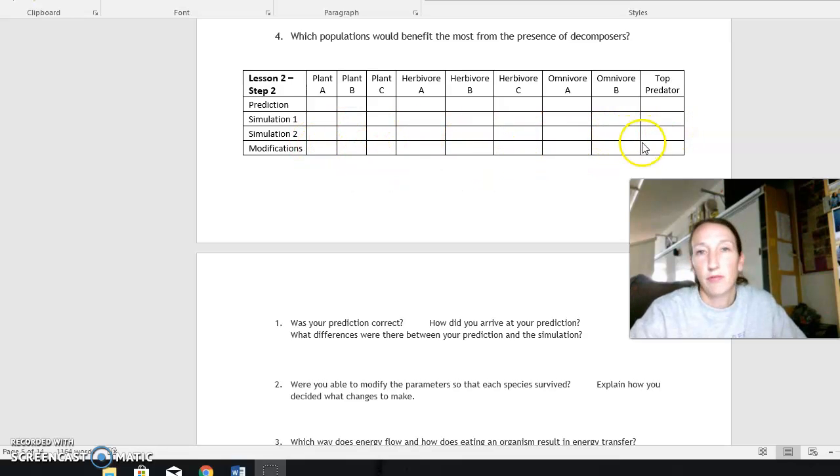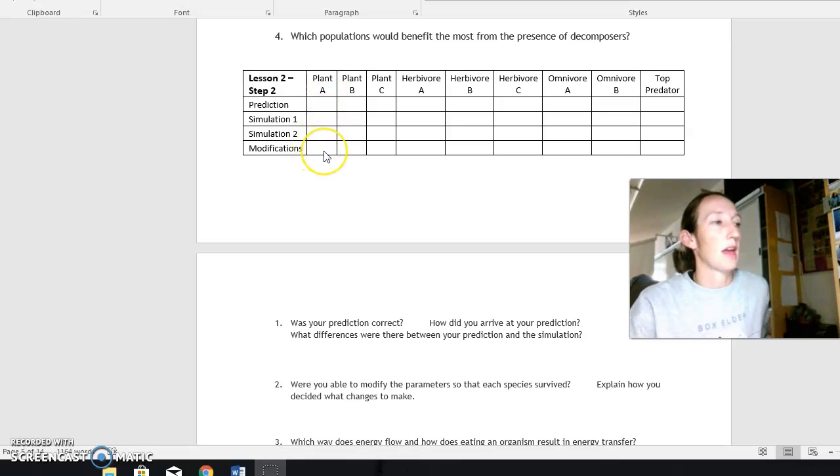And then finally the modifications row. I would just fill this out for whatever species in either simulation 1 or simulation 2. So let's just look at plant A for simulation 1 when it skyrocketed up to 10,000. Would you need to modify that population? I'd say yes. It would need to be modified. There's too many, 10,000 of them. It was at the max.